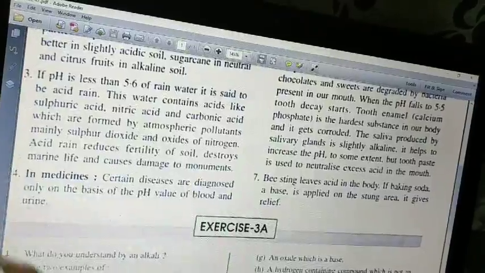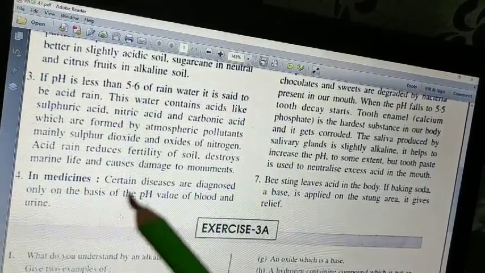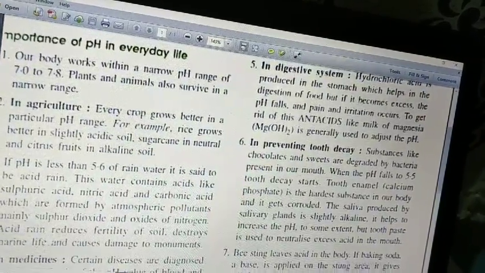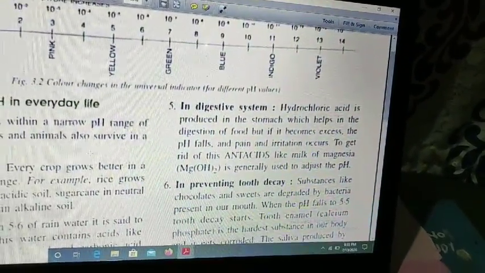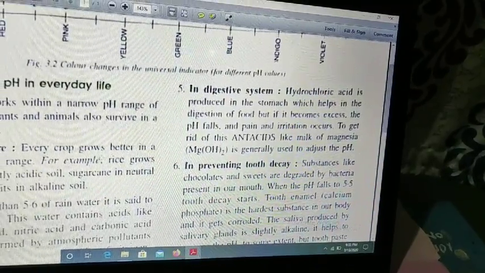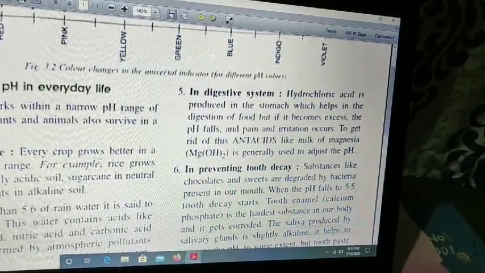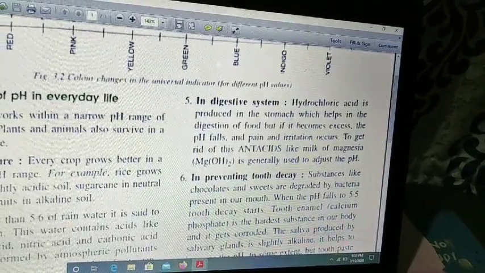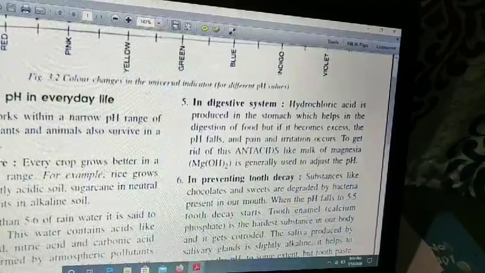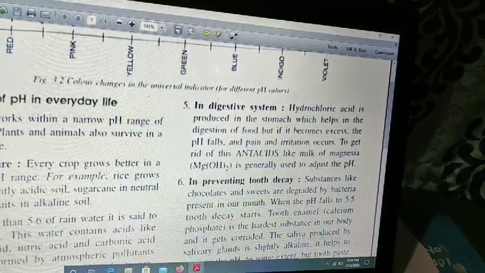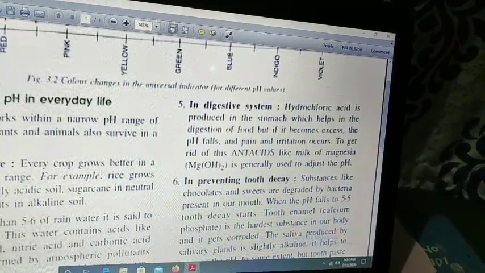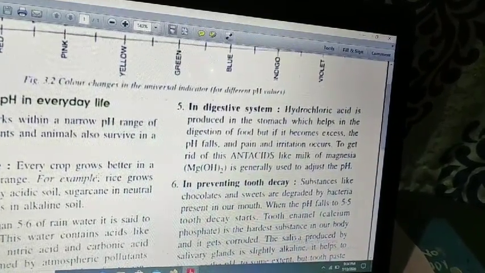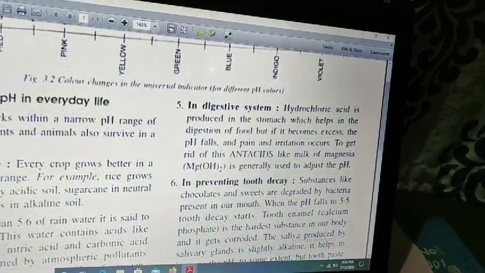pH also finds use in medicine. Certain diseases are diagnosed only on the basis of the pH value of blood and urine. It is used in the digestive system, as I've explained, for neutralization. Say for example, in your body, if the HCl production is excess, then it will cause you pain and irritation, and that we call gastritis or gastric. At that time we take antacids which will neutralize that acid. So antacids, like milk of magnesia, which is magnesium hydroxide.